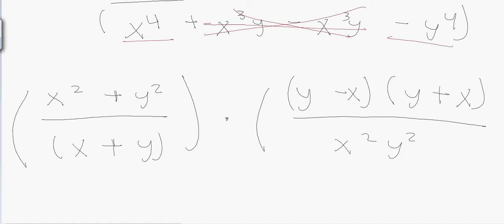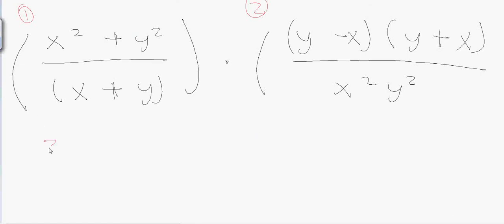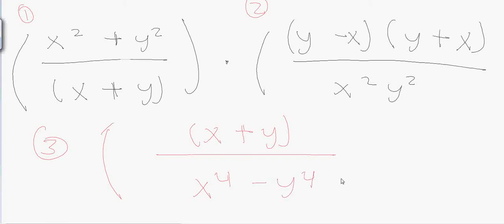Now, just to make sure you still remember, this is still the first numerator, this is still the second numerator, and then you're going to multiply it by the third denominator, but you flipped it over, so essentially it's just a numerator now, and that'd be x plus y all over x to the 4 power minus y to the 4 power. And this right here is equal to x squared plus y squared times x squared minus y squared.